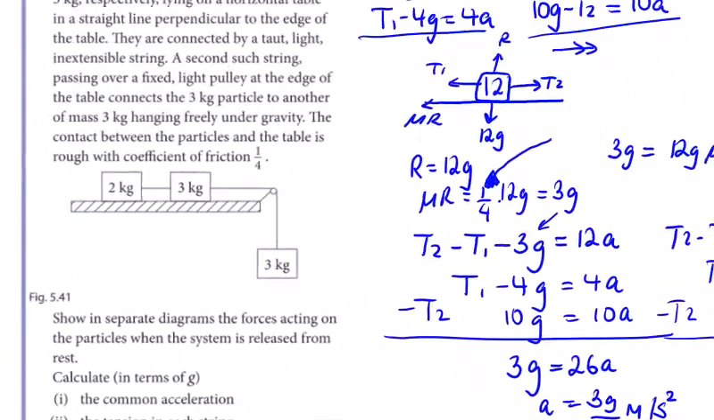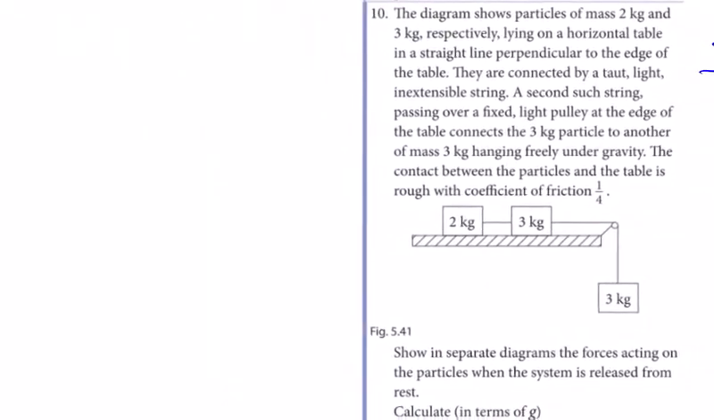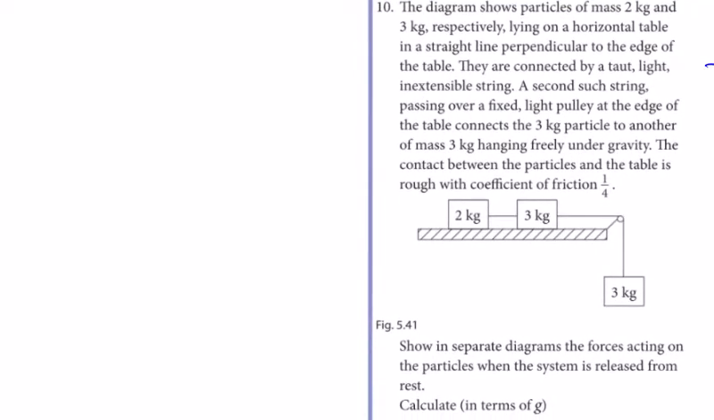Okay, what else have we got here? 10 and 11. Question 10. The diagram shows particles of 2 and 3 kilograms, and we've different strings going on here. We've T1, T2. They're connected by the string, over the edge of the table, a 3 kilogram connected to another 3 kilogram, and the contact between the particles and the table is rough, and the coefficient of friction is a quarter.